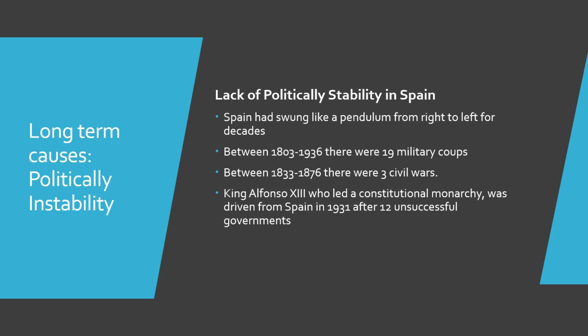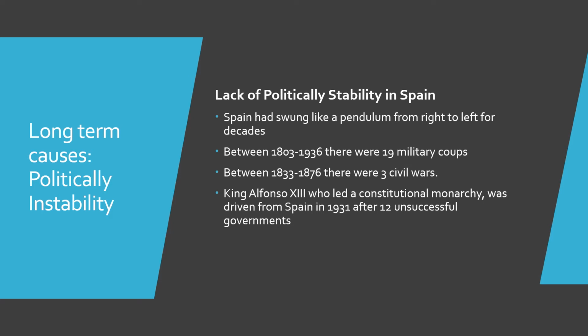Here we're going to talk about the lack of political stability, which was another long-term cause of the Spanish Civil War. Spain had swung like a pendulum from right to left to right again for decades. As you can see here, we mentioned that there were 19 military coups between 1803 and 1936, as well as 3 civil wars between 1833 and 1876. Every time a new political party came to power, they rescinded the work of the previous government.